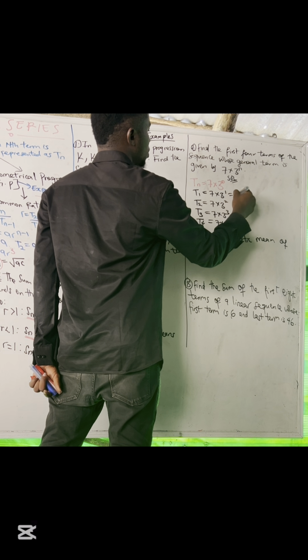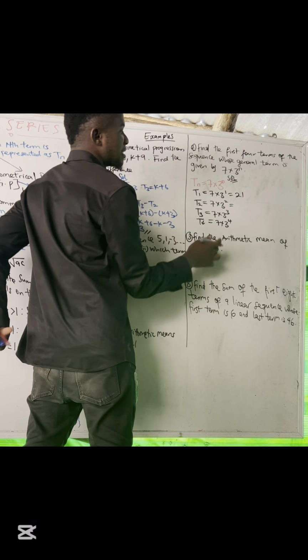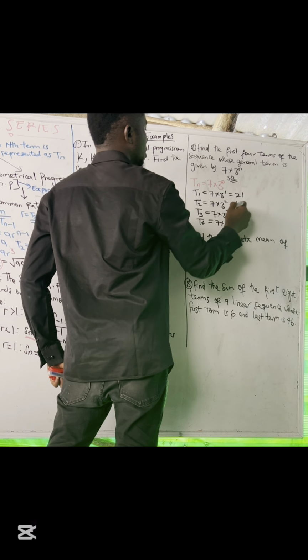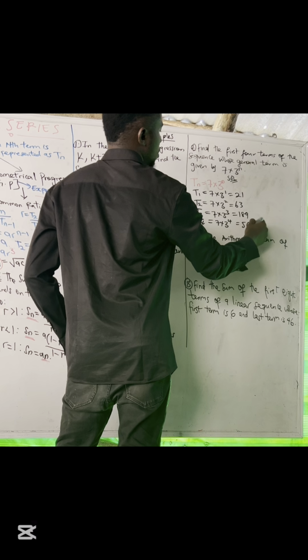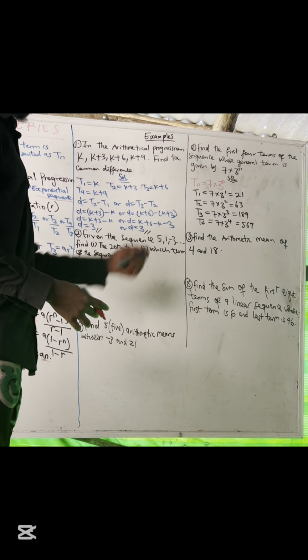So this one gives me 21. 3 squared is 9. 9 times 3 gives me 63. Then this one gives me 189. And this one gives me 567. So if you press the calculator, you are going to get an answer like that.